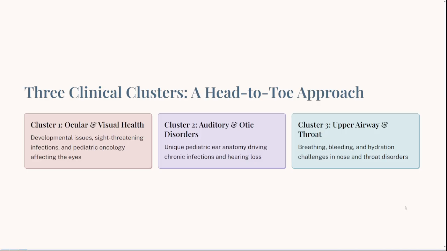This one is really heavy on the unique anatomy of a child's ear, which drives so many problems like chronic infections and hearing issues. And to wrap it up, Cluster 3 covers the upper airway and throat disorders. I'm guessing this is all about breathing, bleeding, and staying hydrated. You got it. It's about keeping the airway open, making sure the kid isn't getting dehydrated, and spotting those really subtle signs of bleeding after surgery.